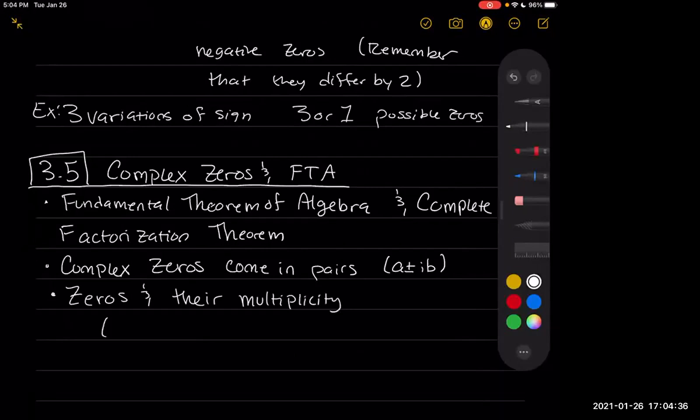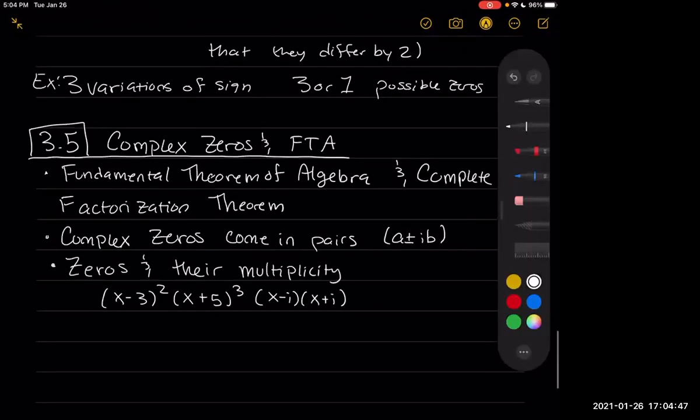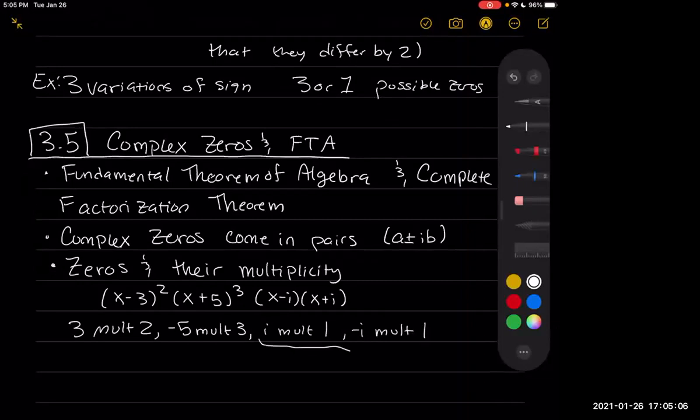So if we have something like (x minus 3) squared, (x plus 5) cubed, (x minus i), and (x plus i), then our zeros would be 3, multiplicity 2, negative 5, multiplicity 3, i, multiplicity 1, and negative i, multiplicity 1. And if you wanted to write this as plus or minus i, multiplicity 1, I would also be okay with that. You have to write it out twice since we know that they come as a pair.